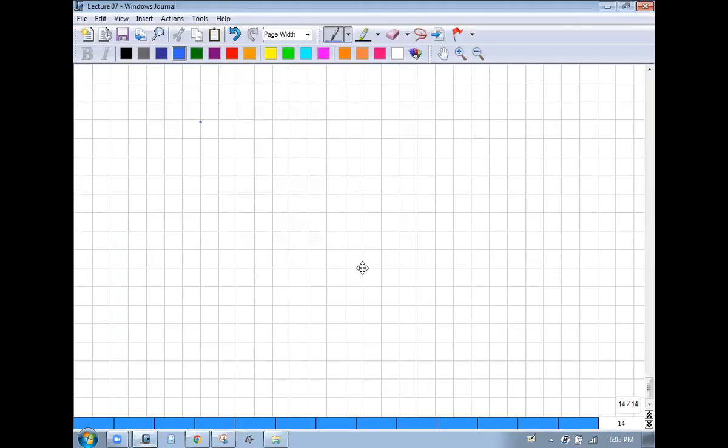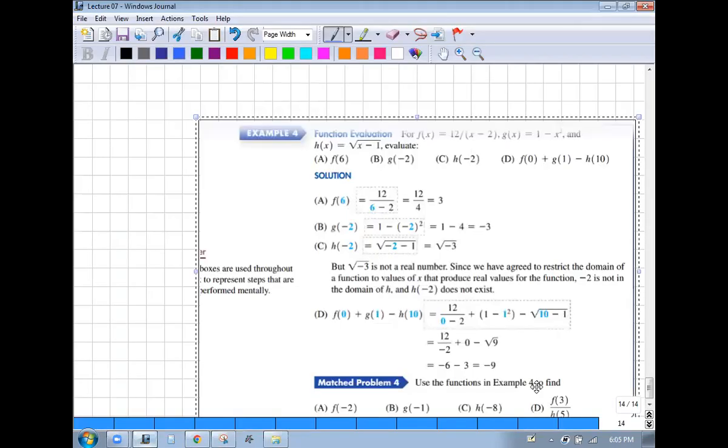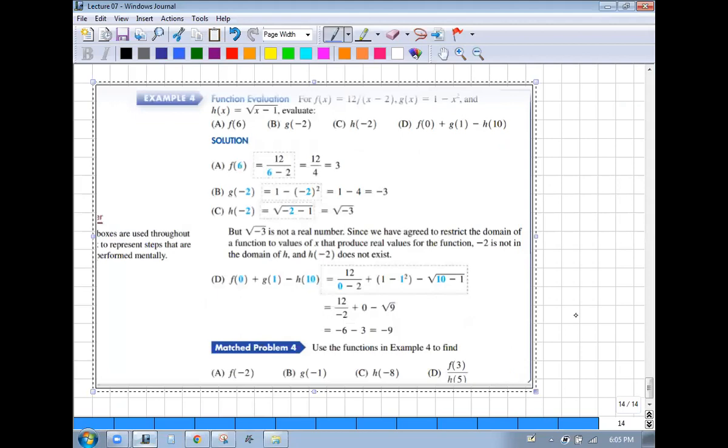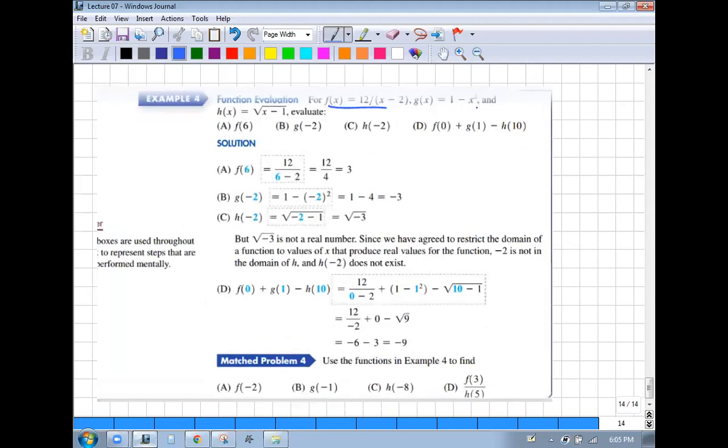So they give us several functions here. We have an f, a g, and an h. So here's f, g, and h, three different functions. So A, find f of 6. Well, here is f of x. They say take your input and subtract 2 from it and put that on the bottom, right? It's 12 over the input minus 2. This is 12 over 4, which would be 3, okay?